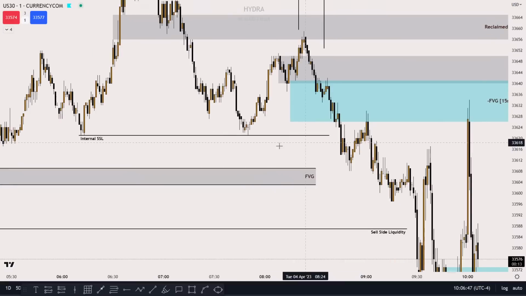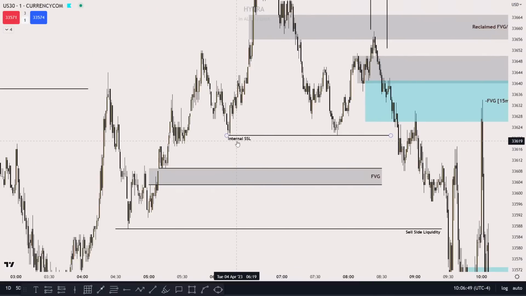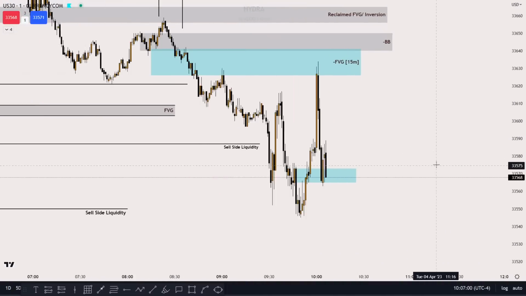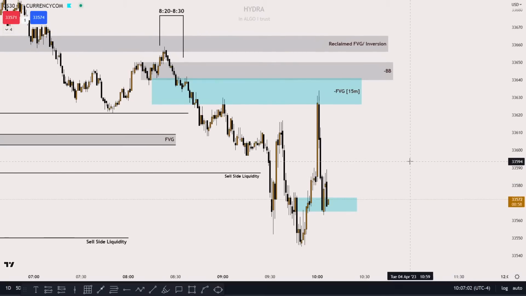It did. I gave you two targets. This internal sell side liquidity, price delivered with precision. Then I gave you this fair value gap as a target. Price hit that too. And we talked about a lot of other things about new week opening gap, right?